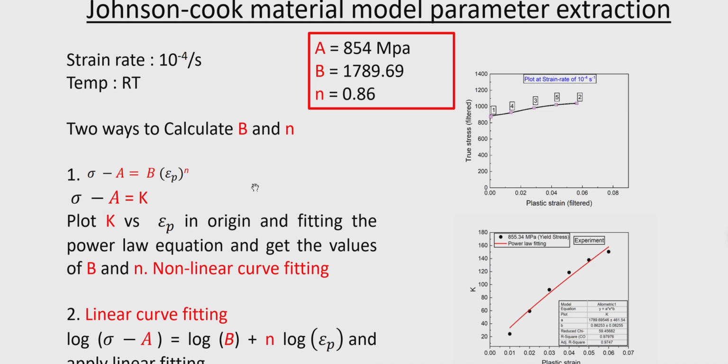For example, first thing is you just take sigma minus A is equal to K. What is sigma? Sigma is the true stress and A is the yield stress. So, the sigma value is always above the yield stress. For example, if your yield stress is 854, then the sigma value is above 854. For example, you can take 874, 870. So, it is always above the value of yield stress.